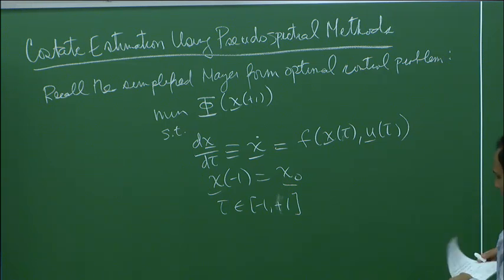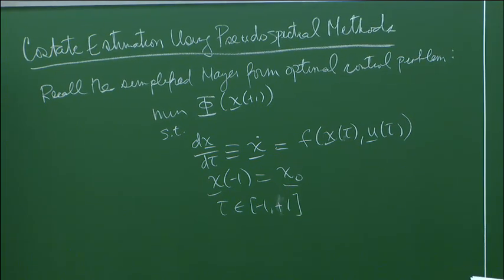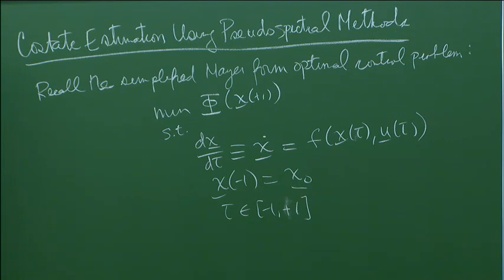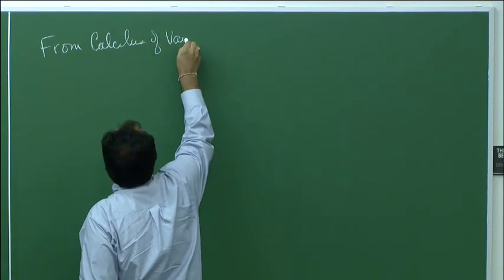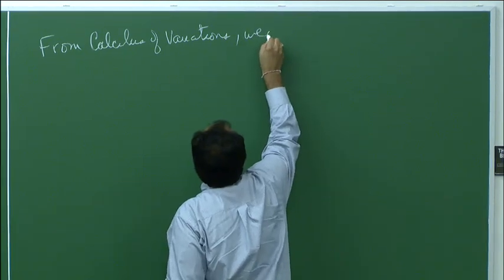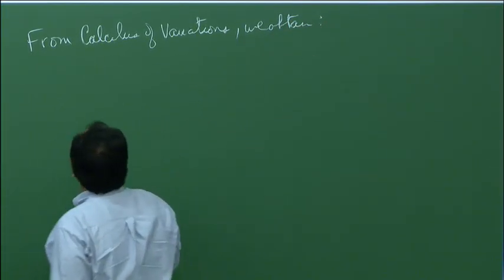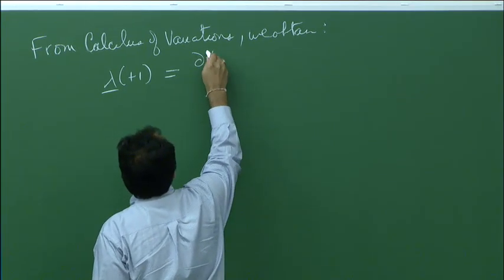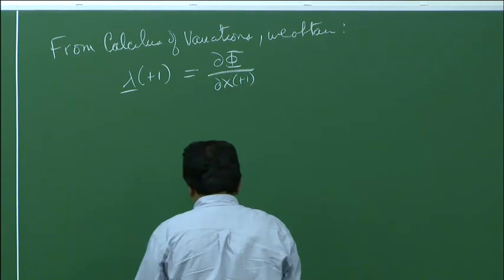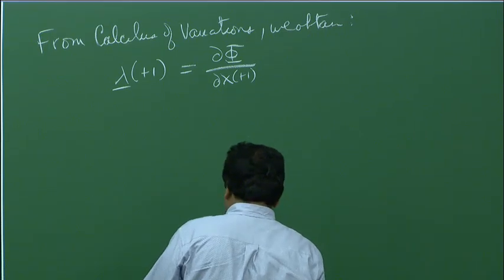Now, given this, in order to do co-state estimation, remember we need to introduce this concept of the co-state into the problem. So what we do is we first look at the formulation of the optimal control problem using one of these pseudospectral schemes. From the calculus of variations, I'm not going to derive these, we obtain the following system. Lambda at plus 1, which is the co-state at plus 1, is equal to the partial of phi with respect to x at plus 1, if you remember that from the formulation that we had earlier.